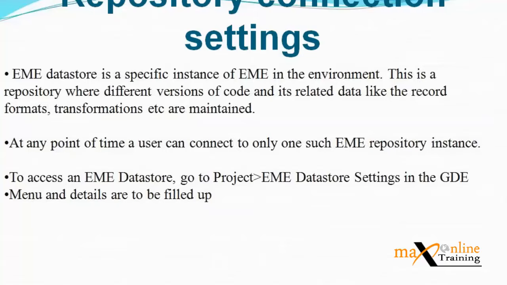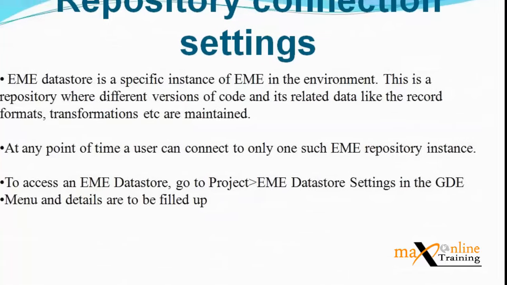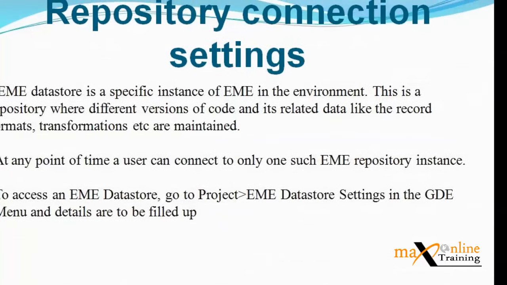So let's check the repository connection settings. EME data store is a specific instance of EME. At any point of time, a user can connect to only one EME repository. Similar to the Co-op, EME is also a product which needs to be installed. The Co-op installation is at AB_HOME, right? We'll have the installation now on your Windows machine. The Co-op is installed at C:\Abinitio. Similarly, EME will also be installed in your file system, with a path like C:\Abinitio\EME.